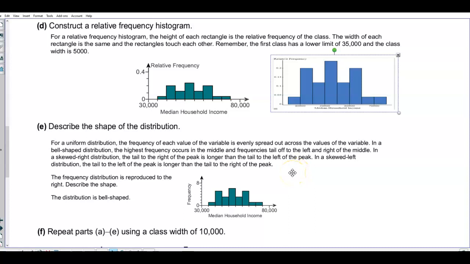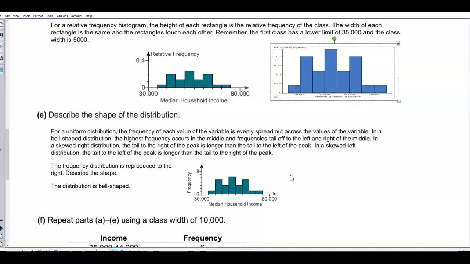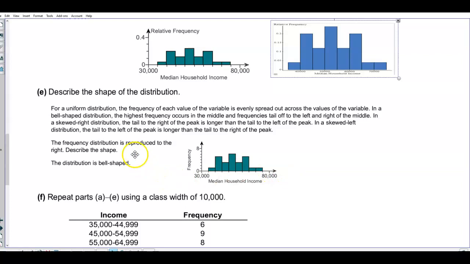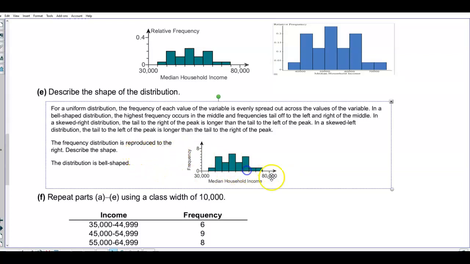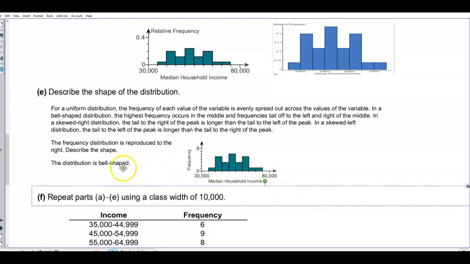In the skewed right distribution, the tail to the right of the peak is longer than the tail to the left of the peak. And in a skewed left distribution, the tail to the left of the peak is longer than the tail to the right of the peak. So the frequency distribution is reproduced to the right, which is what we can see here. And so therefore this is considered bell-shaped because the highest peak is in the middle.